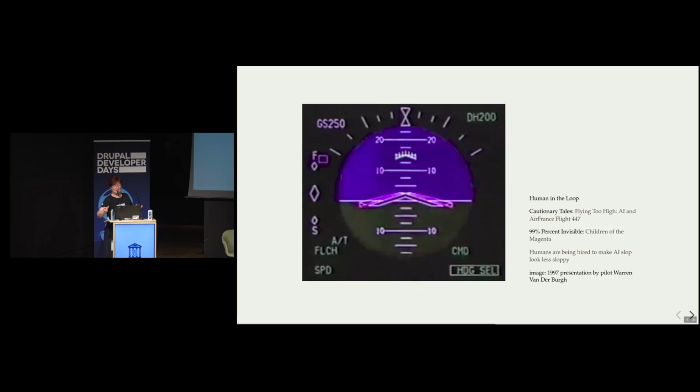But let's assume that you keep your job. Well, let's talk about the famous human in the loop, the person that's supposed to check the AI output, or the AI babysitter. Can that actually work?